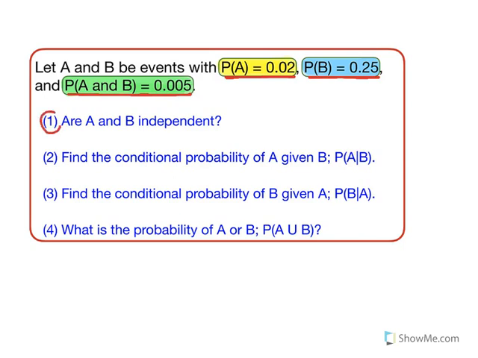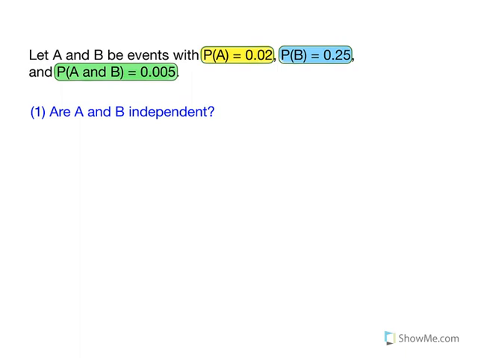Now we have four questions. The first one is, are these two events independent? The second and third questions are about conditional probability. And the fourth question is about probability of A or B. So it's an or probability here. So let's solve them one by one.